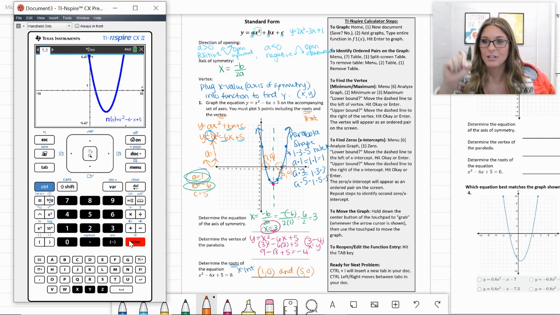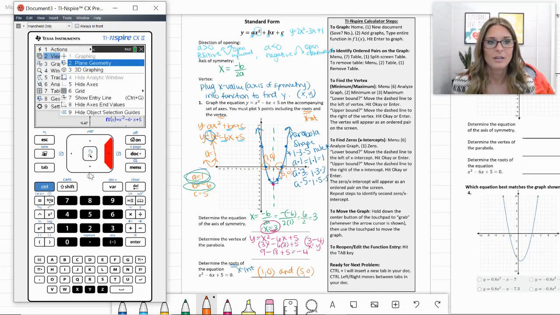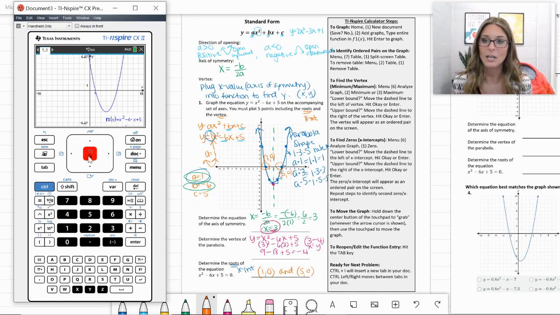Now the next thing you have here on your list of calculator steps is to identify ordered pairs. One thing you might want to do is turn on your grid lines. I don't have that here on your notes. To do that, go to menu, view, number 6 is grid, and I would like a lined grid. That can help you identify your ordered pairs if you are crunched for time, like on an end of course test.